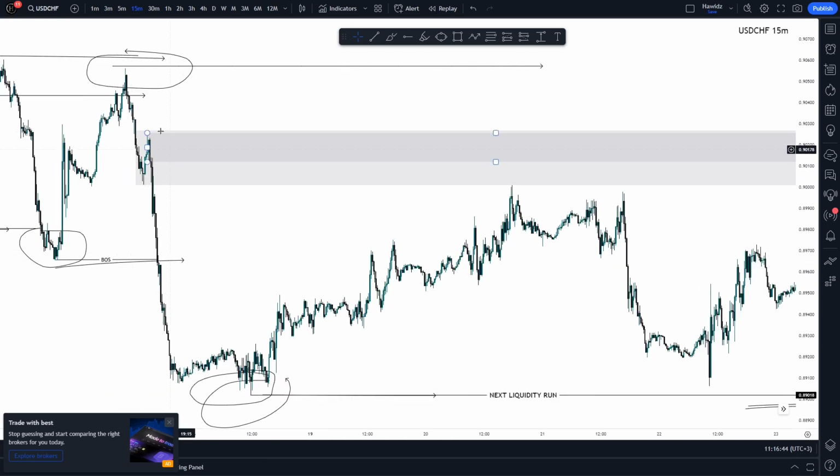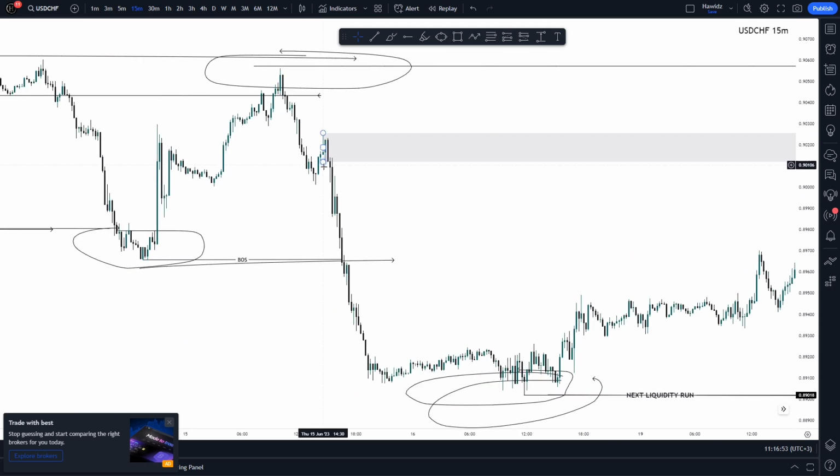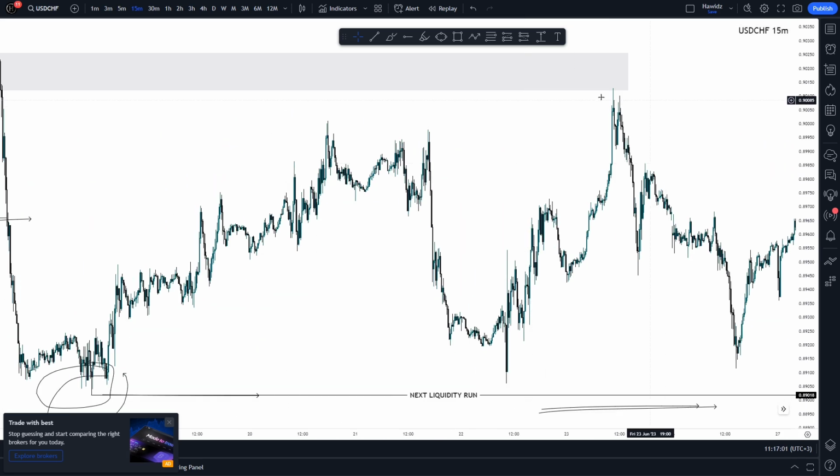So this overall area here is the total hourly zone, right? However, I'm just going to remove that and leave the mitigated portion of this zone, which is the last bullish candle before the overall bearish move. And that area came to be mitigated with this wick here.